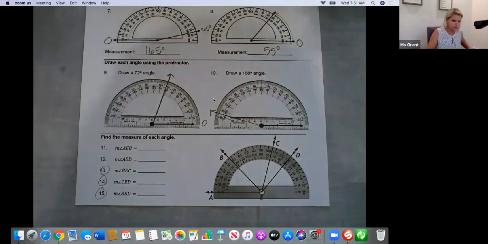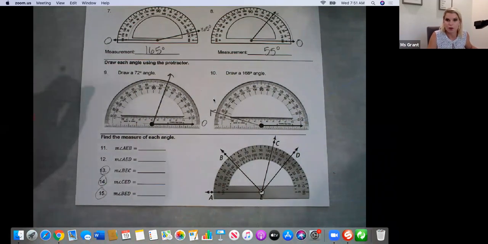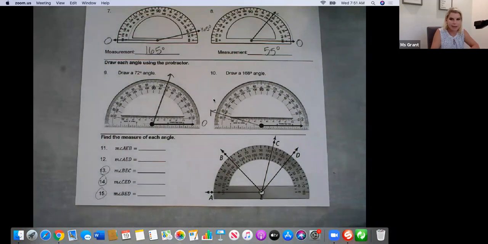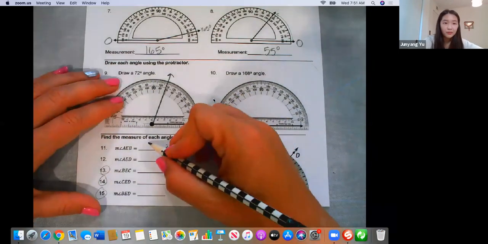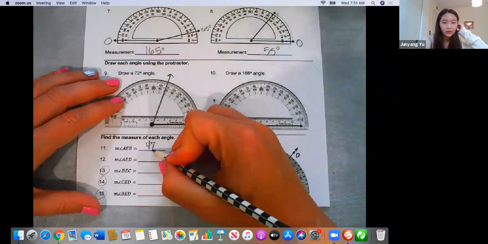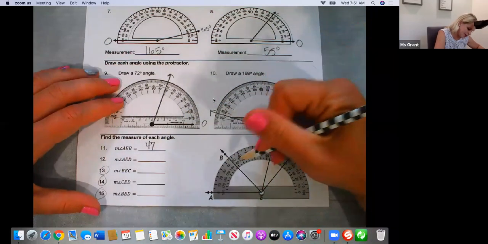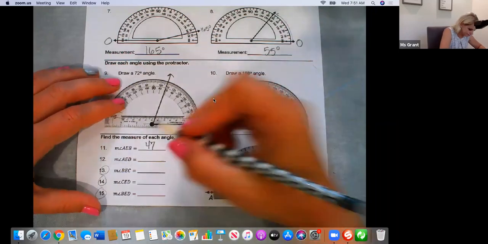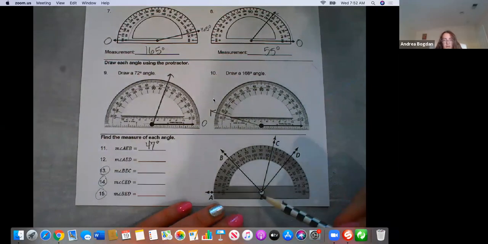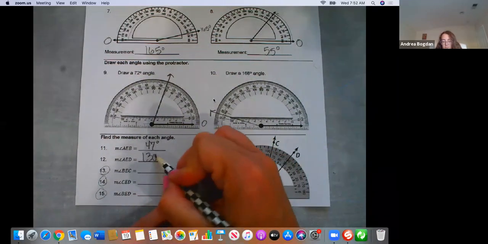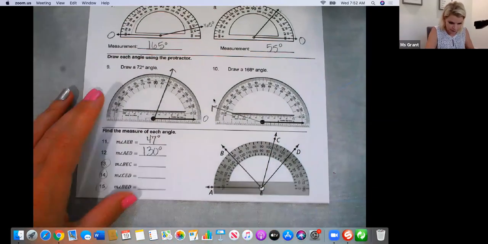All right, so I need 5 people. I'm starting with number 11. Sunny, and then Andrea, you're number 12. Sunny, number 11. I think it's 47, but I think 46 works too. Just by looking at it, I know. Let's go with 47. Okay, I'm okay with that. Andrea, number 12. 130. Yes. Good.